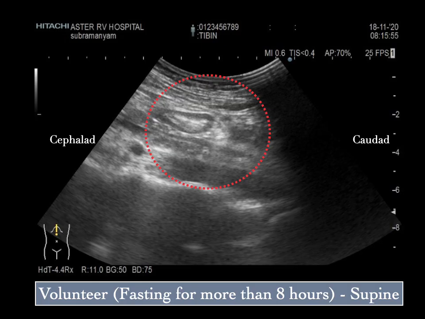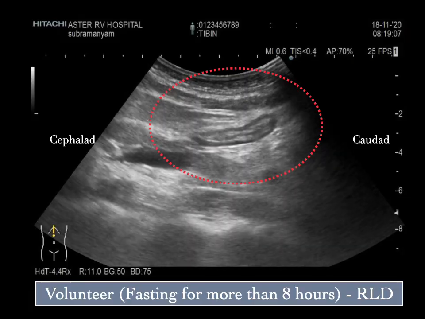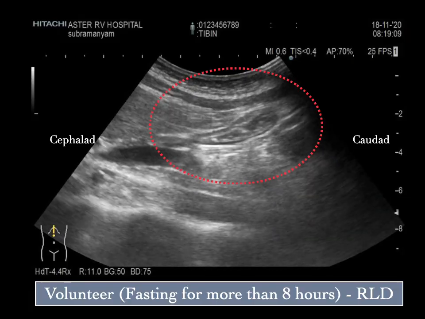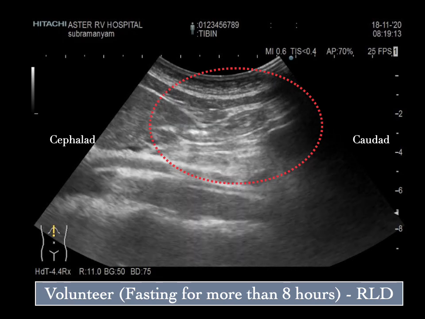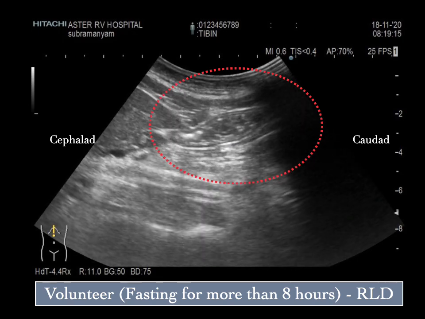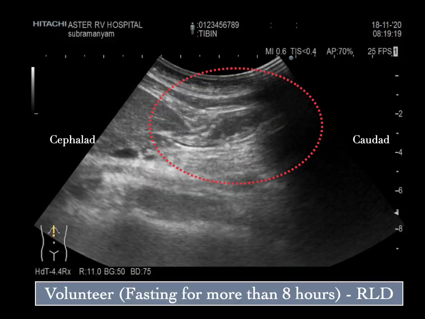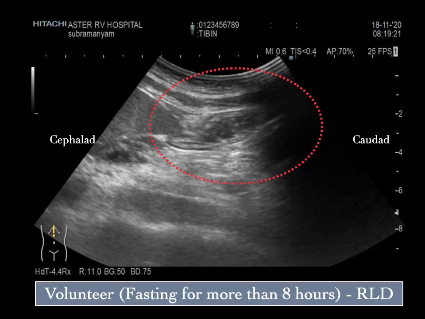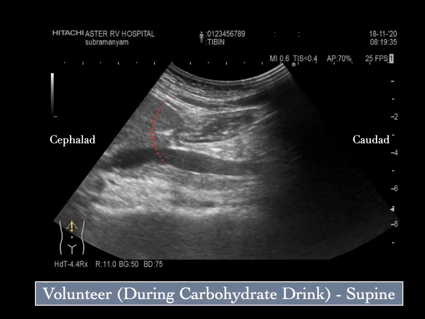This is in supine position. There are minimal contents there, and maybe a little bit of peristalsis is coming up. But when the same volunteer was turned to right lateral, you can clearly see there is some increase in the contents there. A small amount of content is coming with every peristaltic movement. This is a normal finding. This is not abnormal at all. When the patient is turned lateral, you will probably find some amount of liquid.